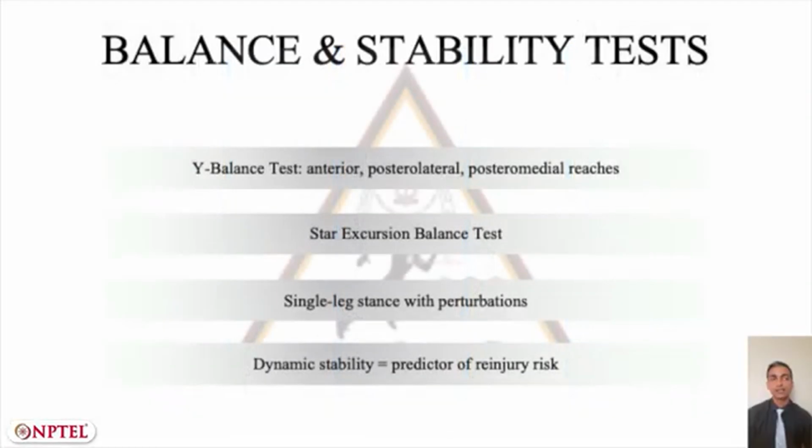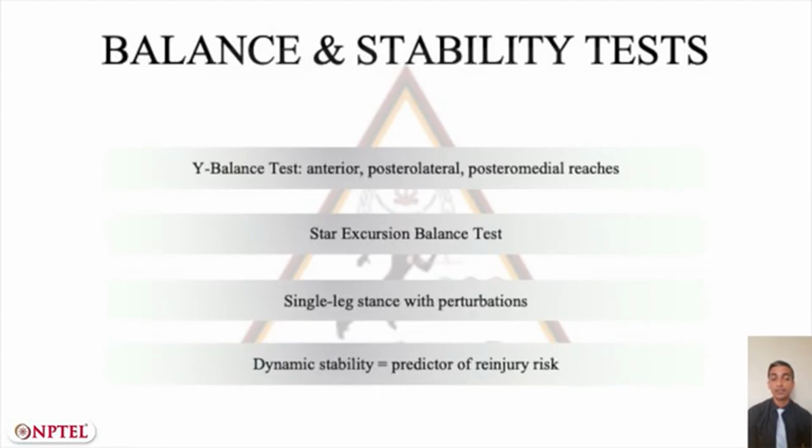Slide number 9, balance and stability test. Dynamic balance is another pillar of safe return. The Y balance test and star excursion balance test are commonly used. Y balance test is used to assess dynamic balance, neuromuscular control, and limb symmetry during single leg stance. Scores of less than 90% symmetry indicate need for further training before return to play.